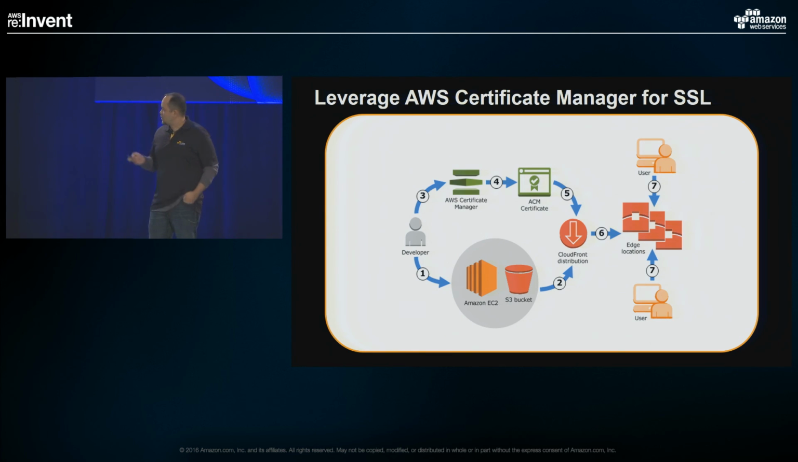Once you're done with that, you can request the certificate through the console, the API, or the CLI. Once you have that certificate, the last step is associating it with your CloudFront distribution. Once that certificate is associated with your CloudFront distribution, it gets pushed out to all the edge locations, and then we use that to terminate SSL at the edge.